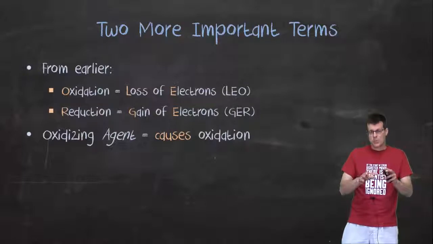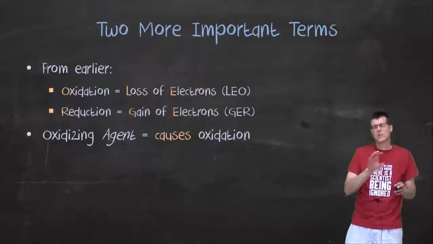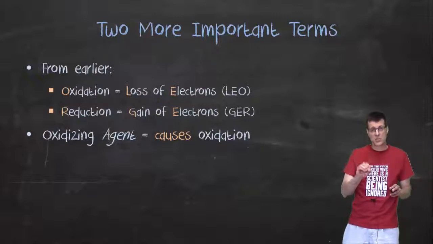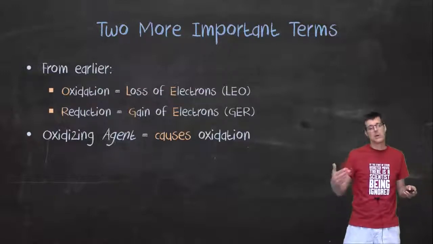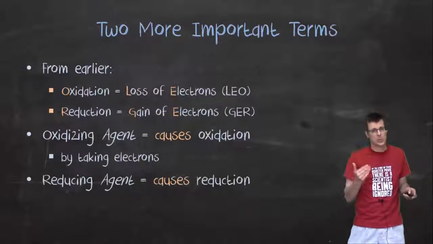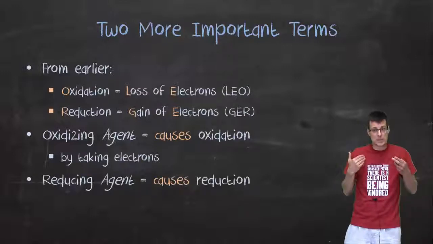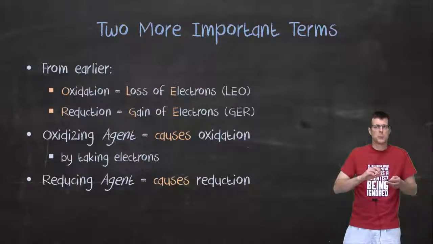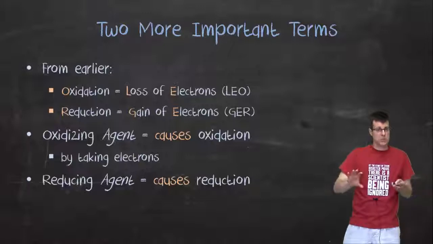There's two other terms, and they're also quite common. One is an oxidizing agent. Now, an agent is something that makes something happen. So an oxidizing agent causes oxidation. How do you cause oxidation? You cause oxidation by taking electrons away. Well, if you take electrons away, you get reduced, right? So you gained electrons. A reducing agent causes reduction by giving electrons to something else.